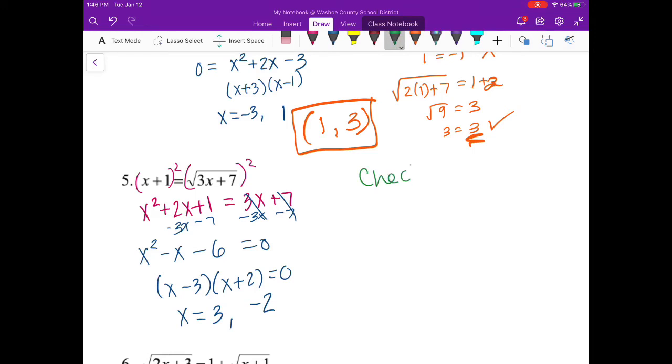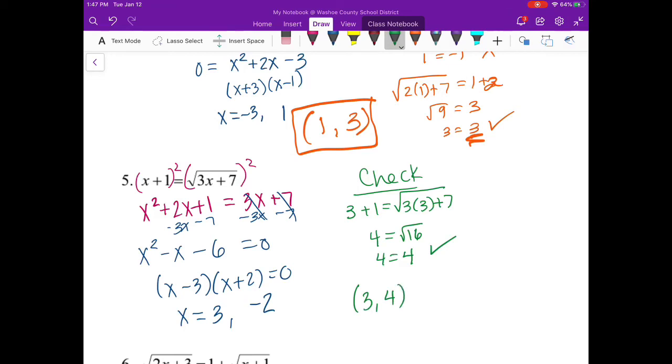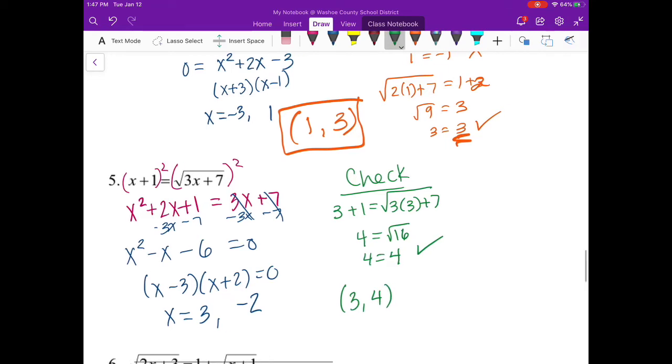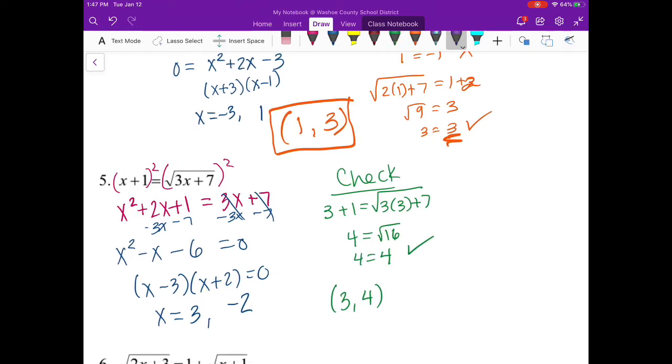I'm going to go to the right and check my answers. When I substitute in 3, I get 3 plus 1 equals the square root of 3 times 3 plus 7. So on this side I get 4, and on the inside I get 9 plus 7, which is 16. So 4 is the square root of 16. That's good. So I know that my intersection is going to be 3 and 4 for my y value. I still have to check the second one here.